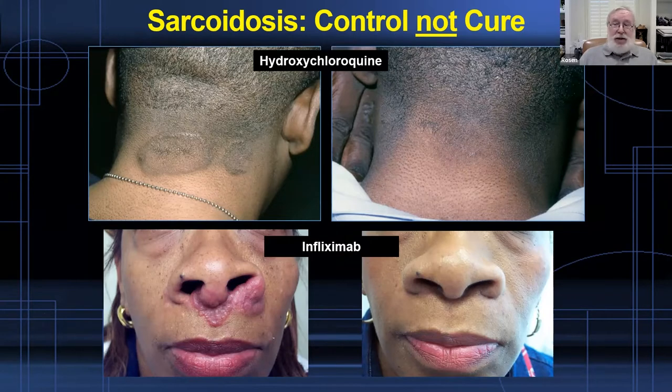But keep this in mind. Treatment for sarcoid is not curative. When those lesions are gone, they're not cured. They're suppressed. So in general, treatment must continue. And that's also true for cardiac involvement, for pulmonary involvement, for osseous involvement, for joint involvement, for eye involvement. It's always suppressive. You're trying to control the disease, not necessarily cure the disease.